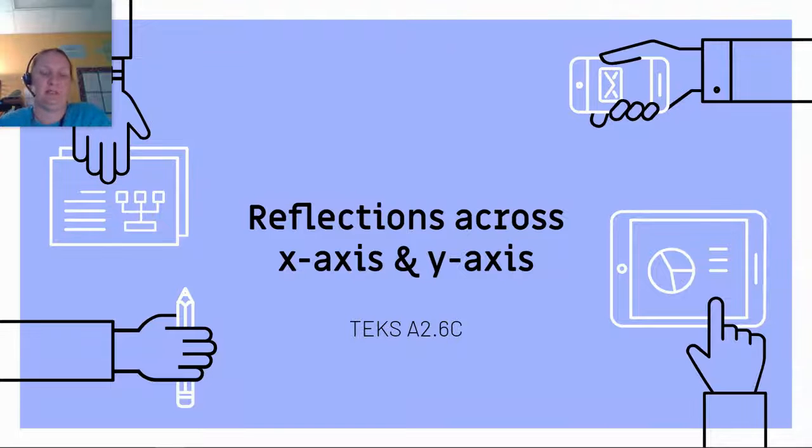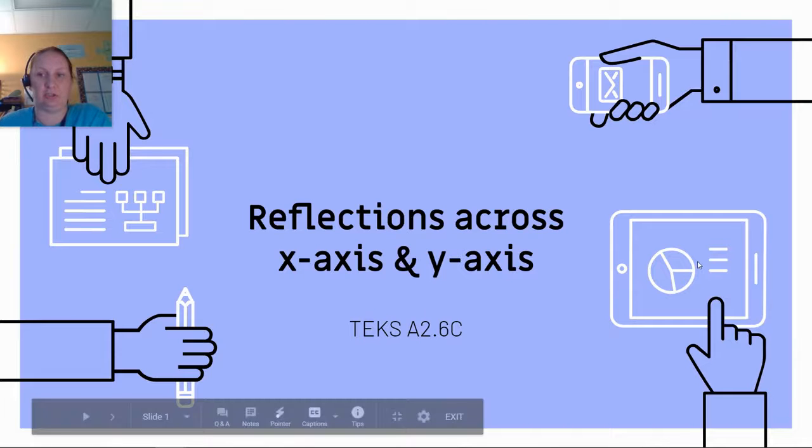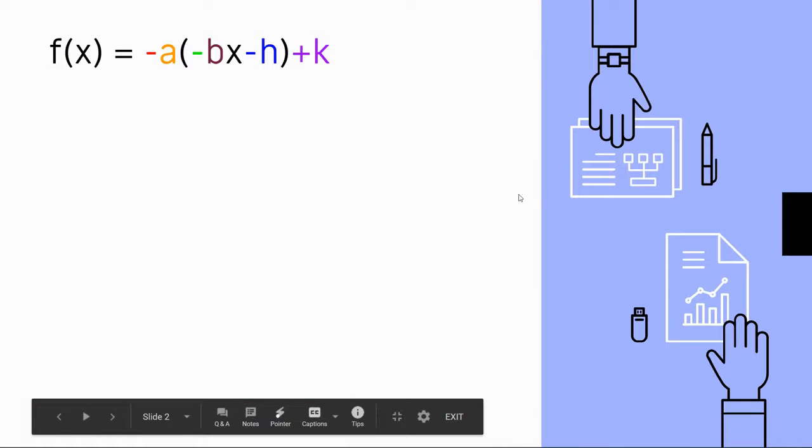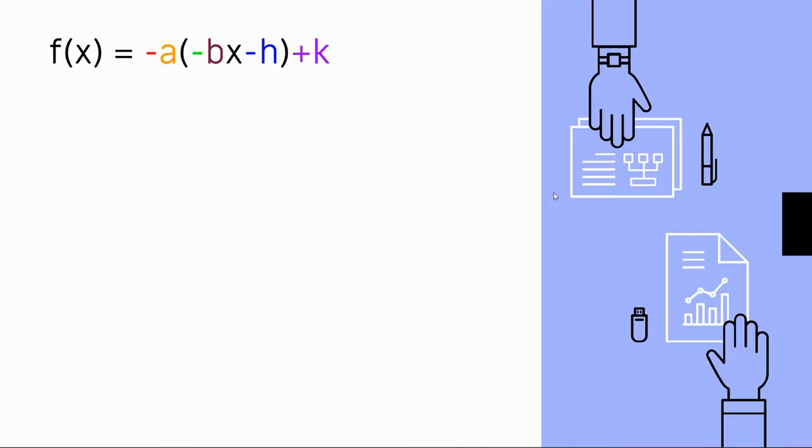Okay, this is the 1-3C notes: reflections across the x-axis and y-axis on functions. All right, so f of x equals negative a times f of negative b times (x minus h) plus k. This is our standard form of all functions.